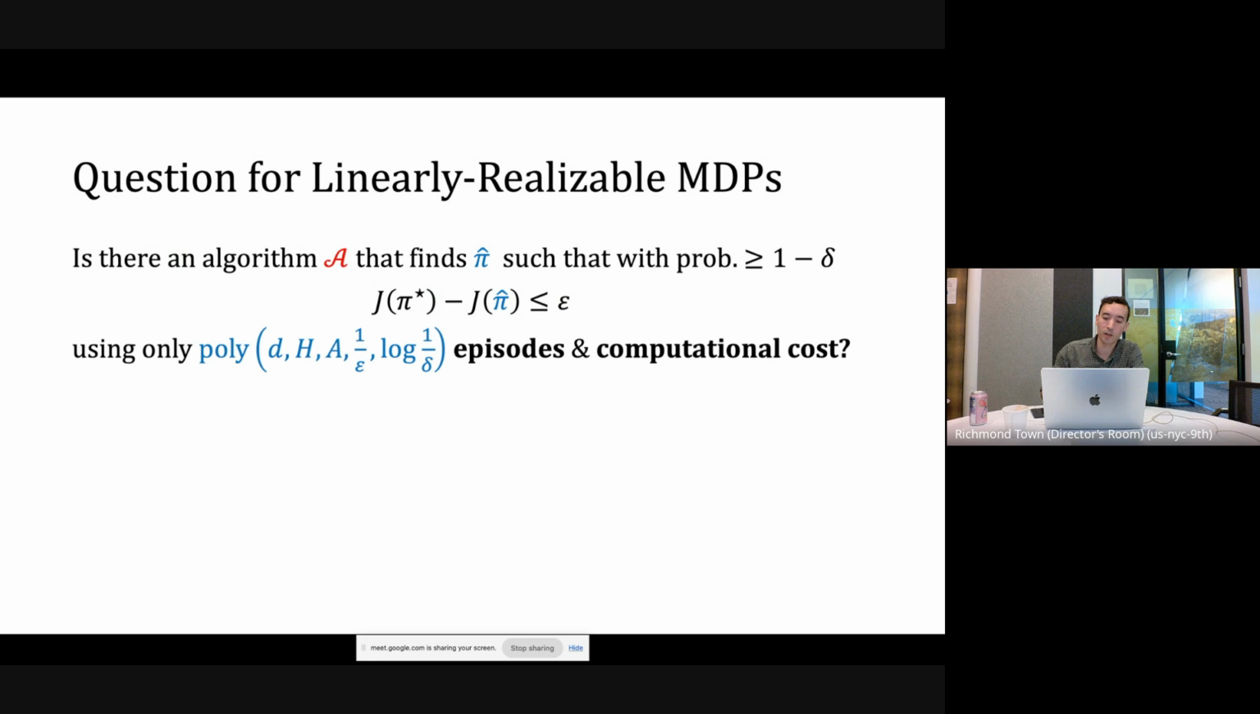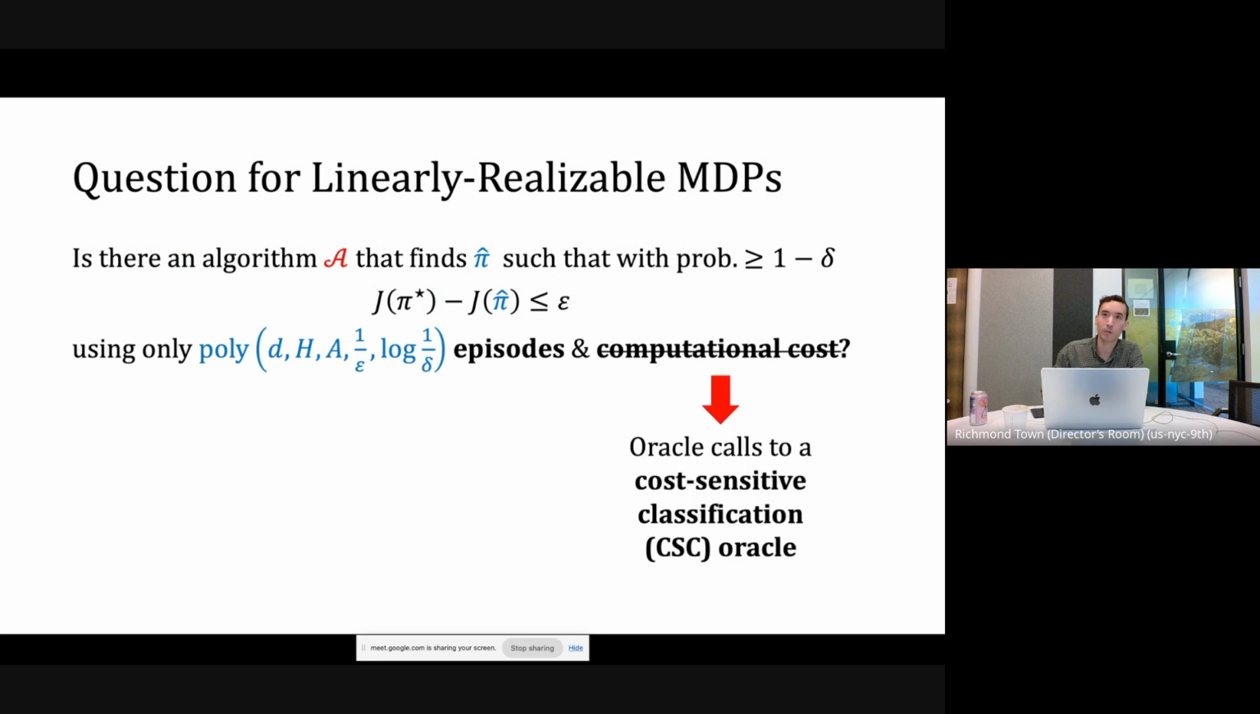For this particular paper, we're going to aim for something a little bit less ambitious. Instead of aiming for something computationally efficient, we're going to aim for something that's oracle efficient, meaning that we want an algorithm that makes a polynomial number of calls to a standard oracle that's used in machine learning. This particular oracle is a cost-sensitive classification oracle.